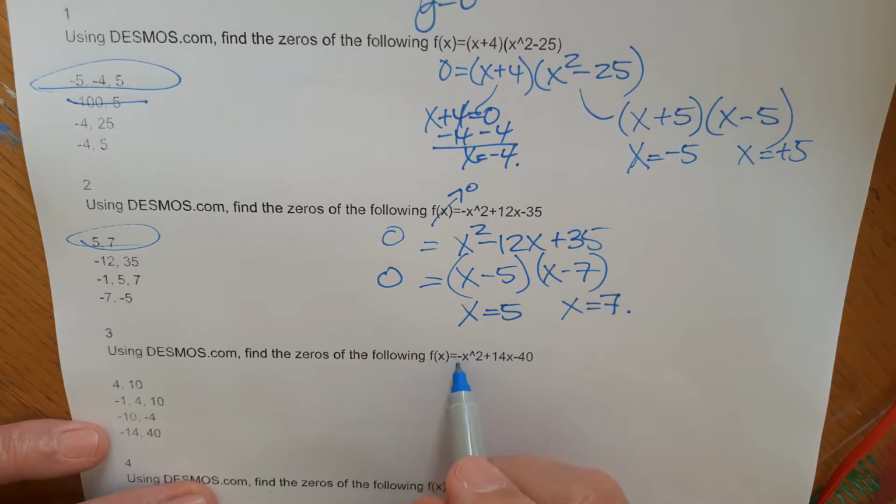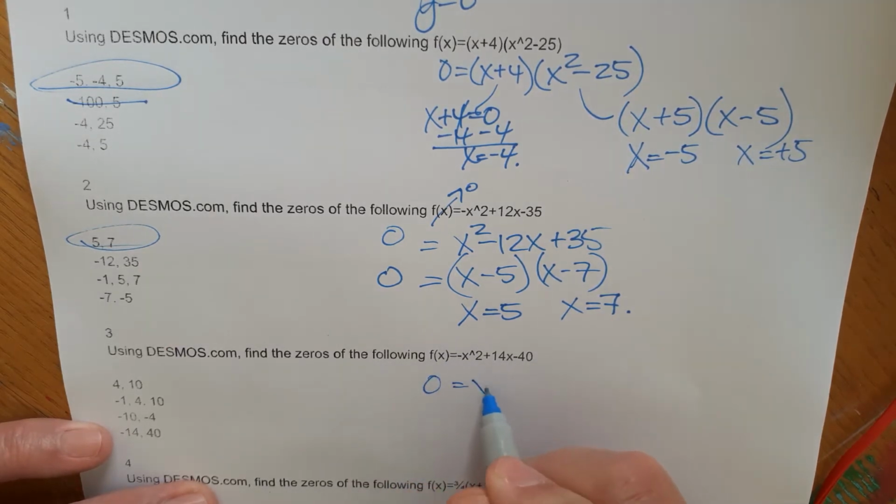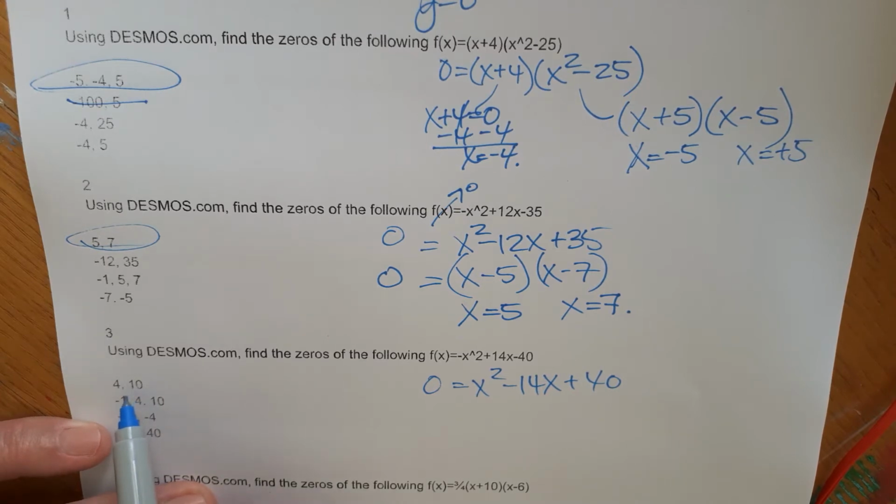Anytime I see a negative up front, I'm going to multiply through by negative 1. I'm going to get 0 equals x squared minus 14x plus 40. What two numbers when multiplied together? Yeah, I'm cheating a little. I'm looking over here and I'm seeing a 4 and a 10. And I do know that a 4 and a 10 add to 14, and a 4 times a 10 multiply to 40. And that's the rule for factoring.